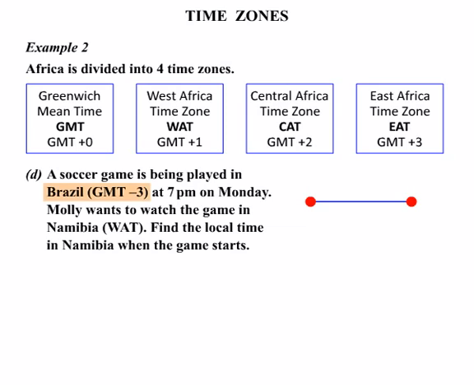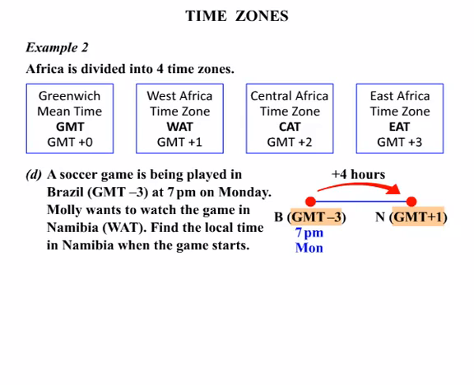We've got Brazil there. That's GMT minus 3. That'll be to the left or the west on our timeline. And Namibia, that's in our West Africa time zone. We can see there, that's GMT plus 1. Now the game is being played in Brazil at 7 p.m. on Monday. So put the time down. Now we're going to find our time difference. GMT minus 3. We're going to the right or the east to GMT plus 1. So from minus 3 to plus 1, that's a 4 hour time difference, isn't it? So we'll add that 4 hours on here.